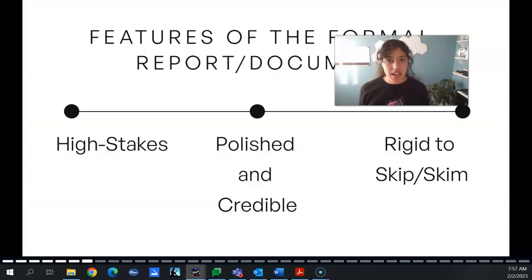So with the audience in mind, those scenarios in mind, there are some key features that really unite these ideas of formal documents and formal reports. First, they tend to be pretty high stakes. You're sending it to high level decision makers in your company or out in your field, your client, somebody deciding if they're going to give you the grant money, the business, that kind of stuff.